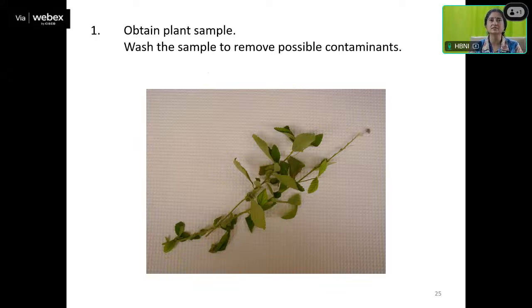Then you have to wash the sample to remove all possible contaminants, because when it's a plant sample, there may be deposition of various dust particles on it. If you are not washing it properly, then they may contribute to your analyte if they contain the analyte. Otherwise, the soil and dust will also contain a high amount of sodium, which will get very highly activated. So therefore you need to wash and properly dry the sample.